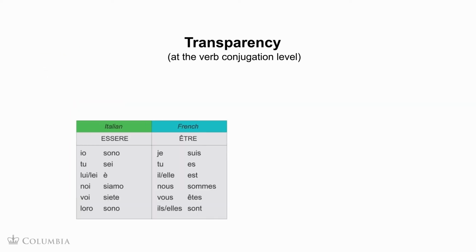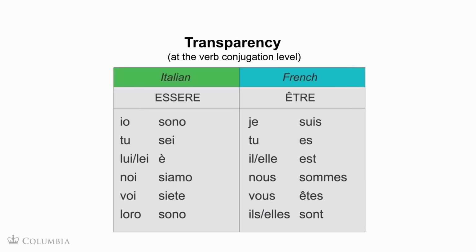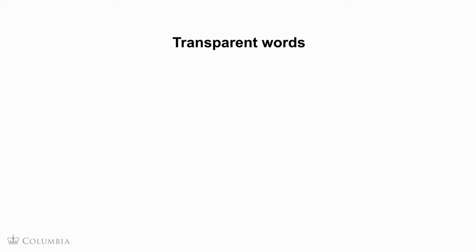Another example of transparency can be at the level of verb conjugation, such as the conjugation of the verb to be in the present tense in Italian and French. Finally, we can also find examples of transparency in words across languages. These are called transparent words. These words have similar spelling or similar pronunciation and the same meaning.